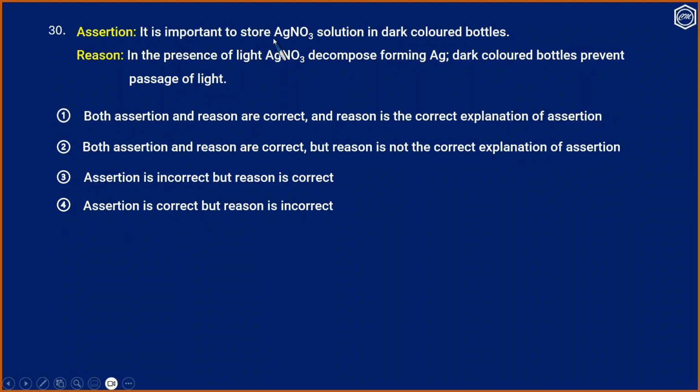It is true that we are keeping silver nitrate in dark colored bottles. The reason is, in the presence of light, silver nitrate decomposes forming silver. So, option 1 is the correct answer. That is the correct answer. Silver nitrate decomposes giving silver, nitrogen dioxide and oxygen.